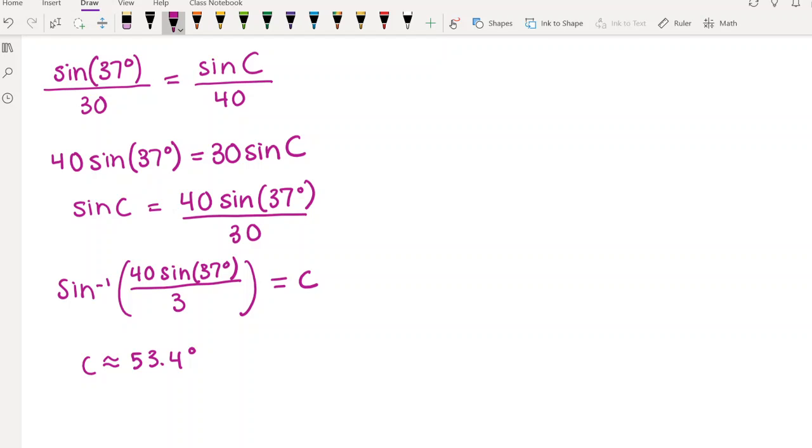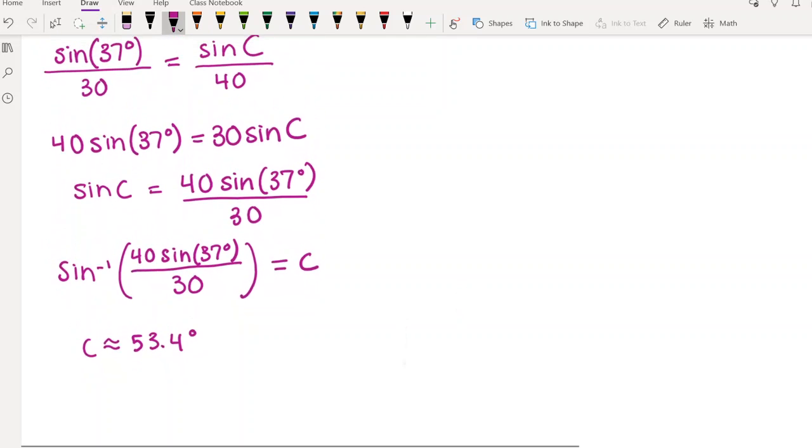Let me just double check that because I copied that down from somewhere and I want to see with my own eyes. So 40 times sine of 37, and oops, I forgot, divide by 30. Okay, so I'm just going to do inverse sine of that. Cool. Yes, I got the same thing that the book did. That's good.